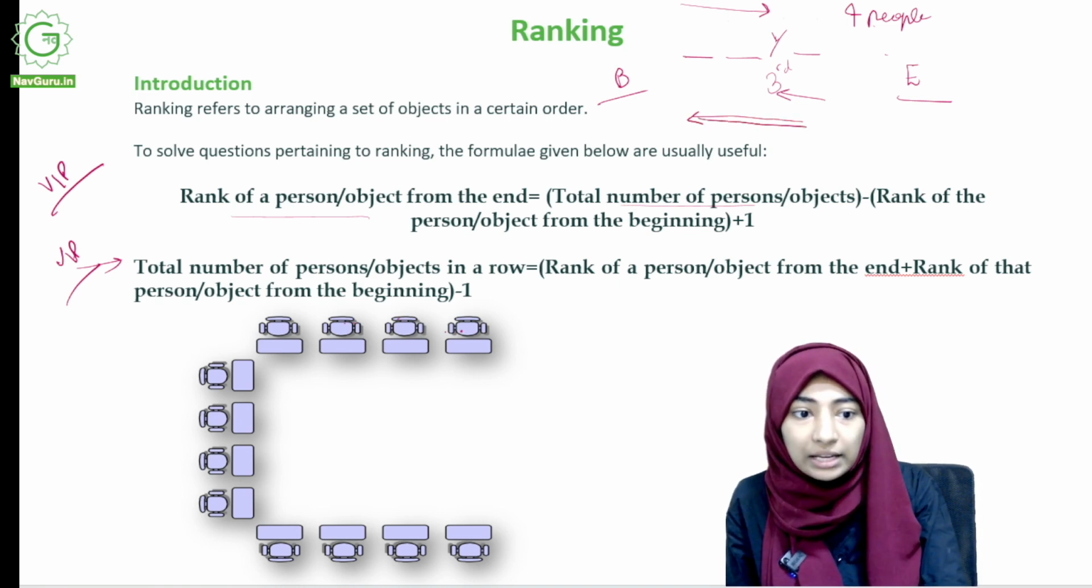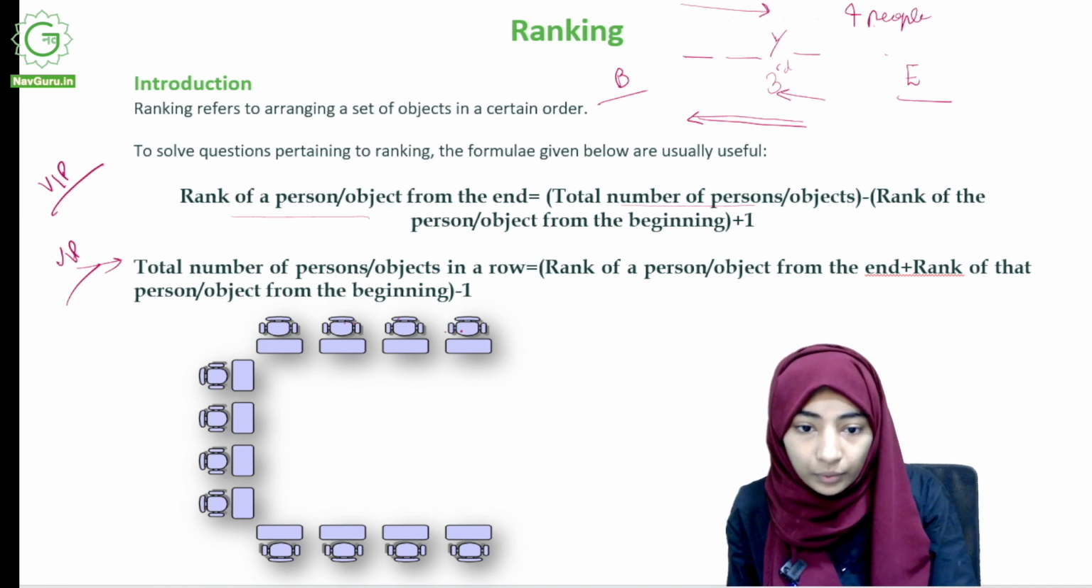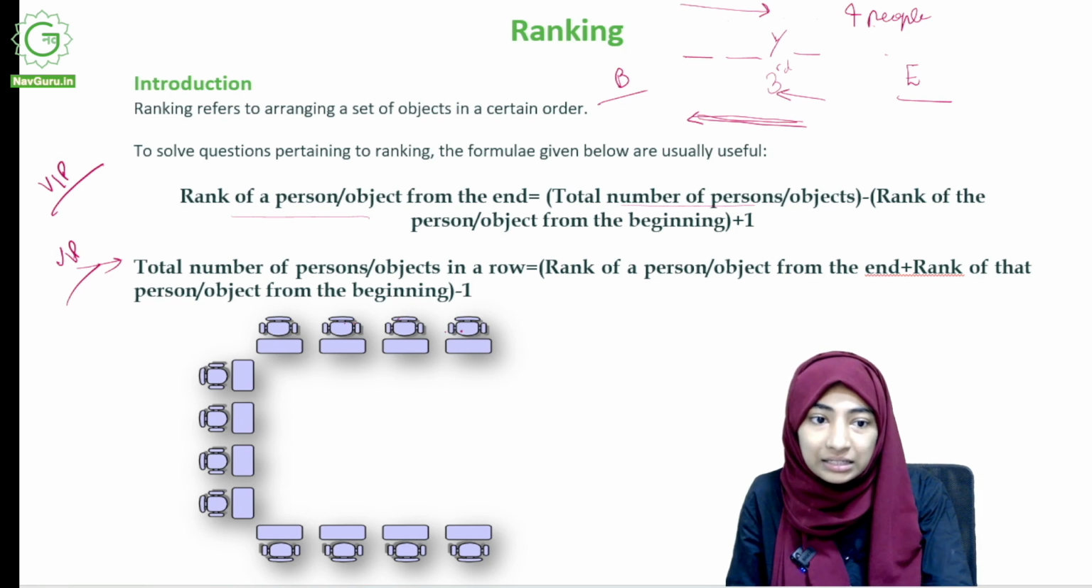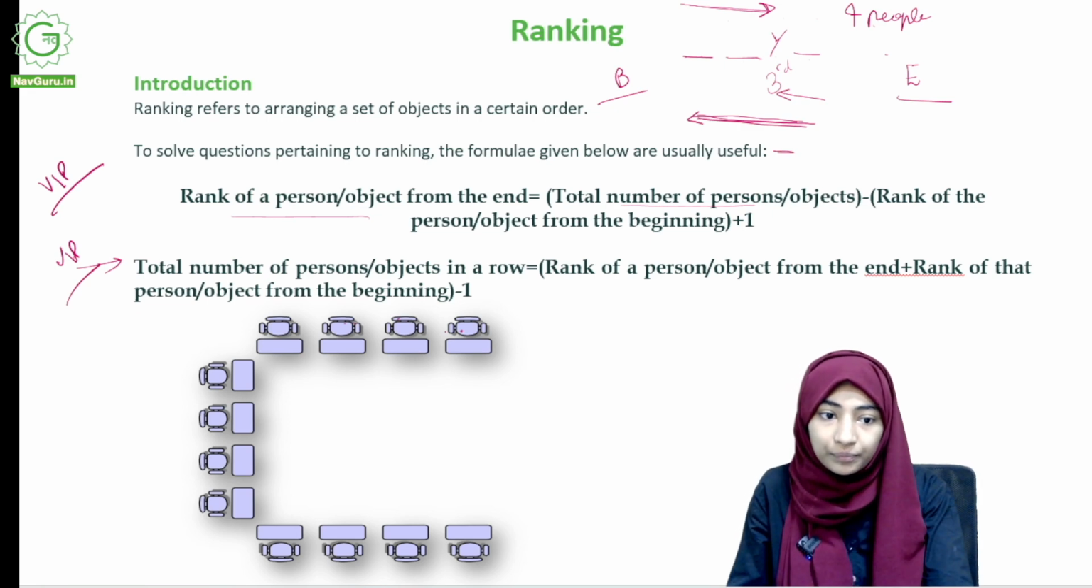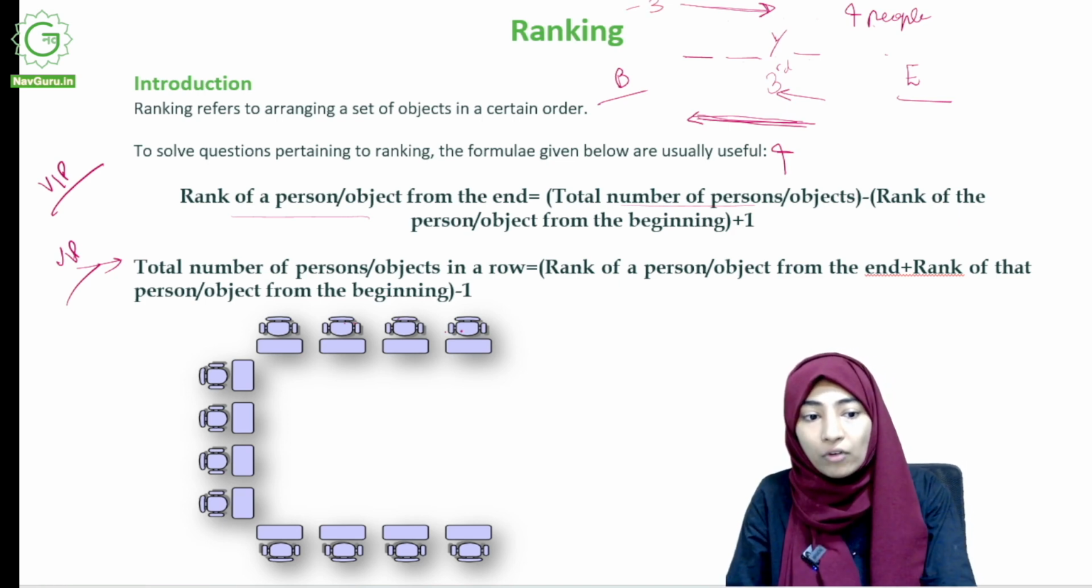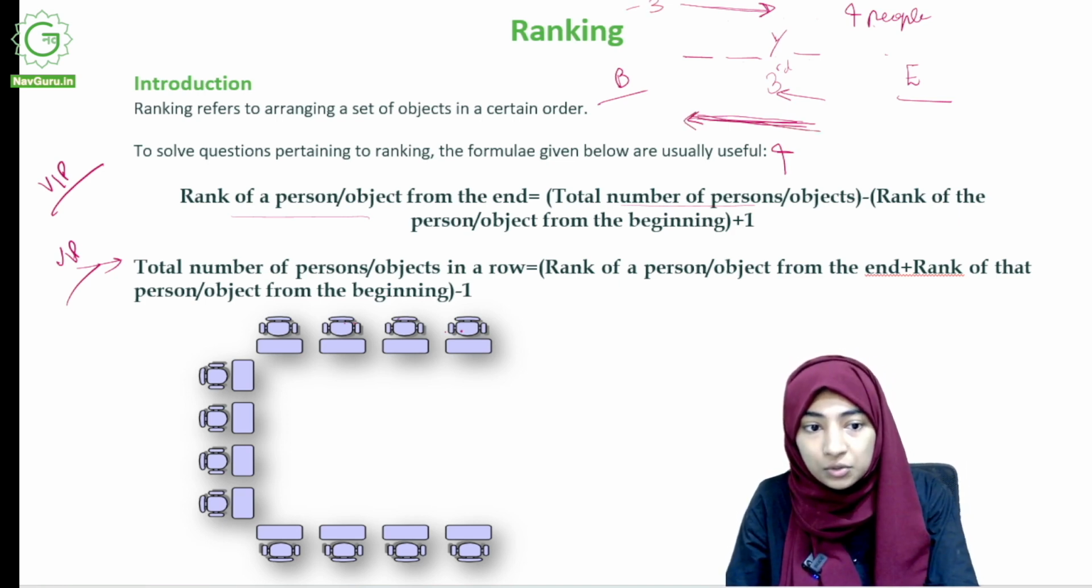From this total, if you subtract this, what do you get? Here you have a 4, right? 1 2 3 4 is the total. From this 4, if you subtract 3, you get a 1, right? Basically, from the total, you subtract the rank from the beginning.